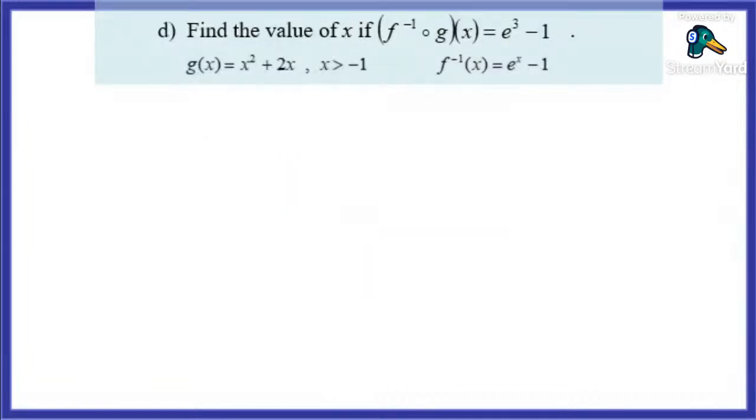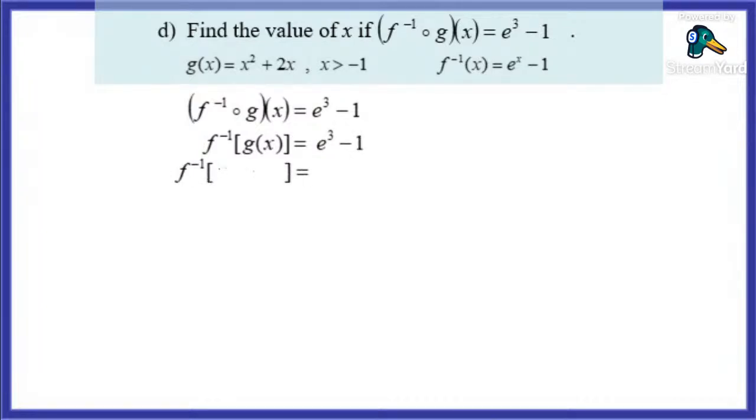Okay, untuk soalan D. Find the value of x if f inverse g of x equal to e to the power of 3 minus 1. So, you dah ada f inverse. You dah ada composite g juga. Dia bagi dah g juga. So, you carikan composite dia. So, f inverse sama dengan apa? G sama dengan apa? So, G sama dengan x squared plus 2x. So, you gantikan dulu x squared plus 2x dalam tu.